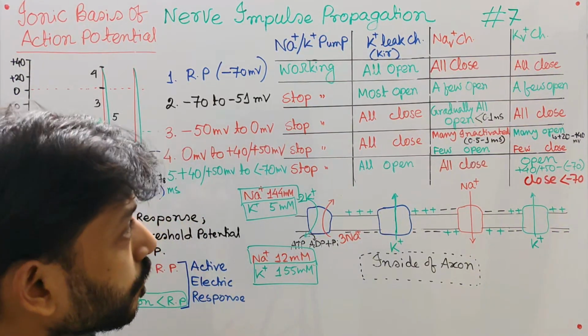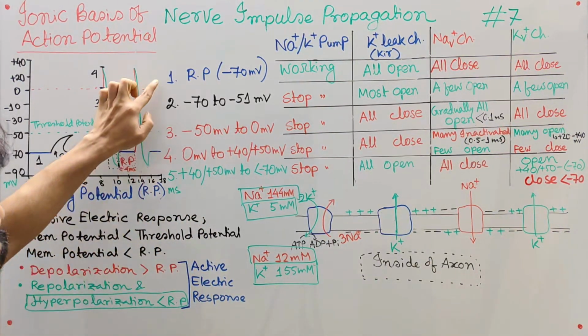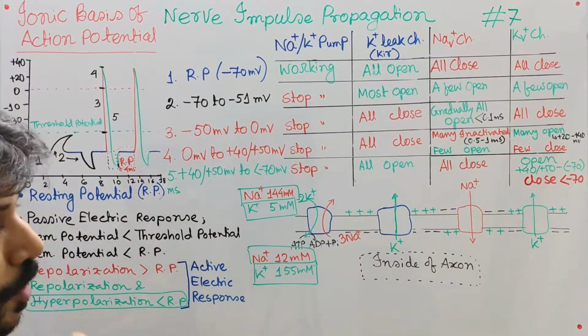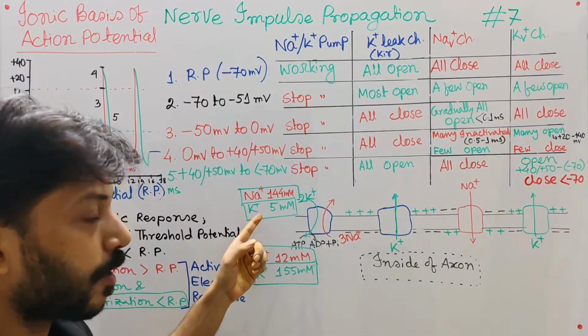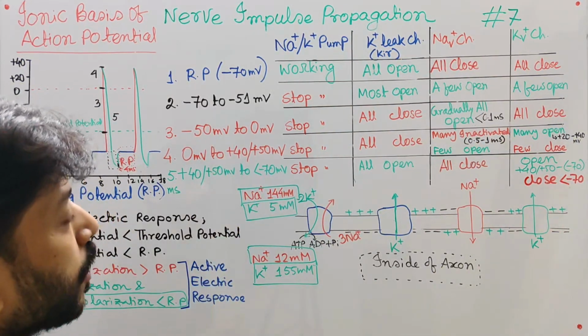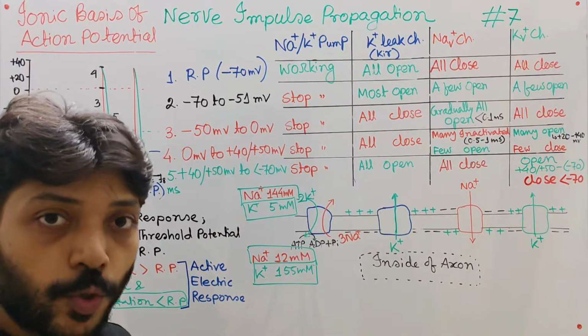So at first I want to know what is happening in the resting potential. The sodium potassium pump actually works and it generates the ion concentration gradient. And the potassium leak channels remain open.